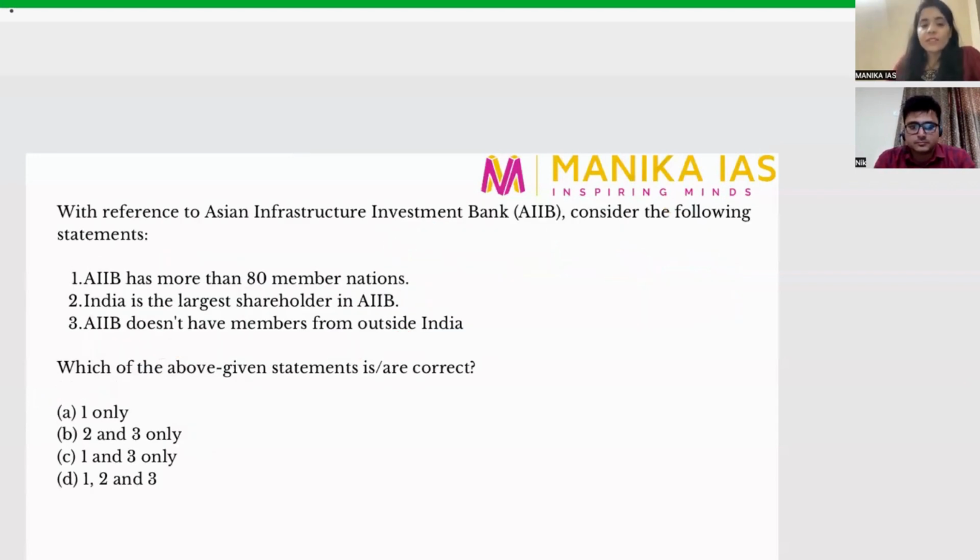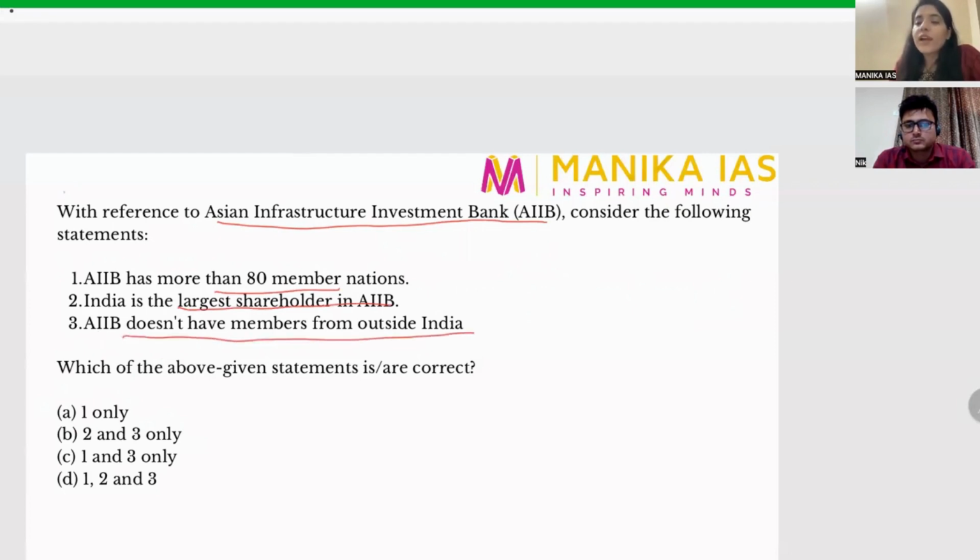Now see another question. This is about the Asian Infrastructure Investment Bank. Consider the following statements. AIIB has more than 80 member nations. India is the largest shareholder in AIIB. AIIB doesn't have members from outside Asia.